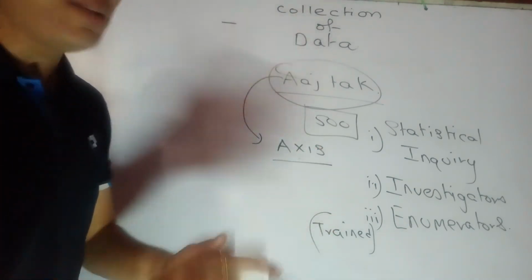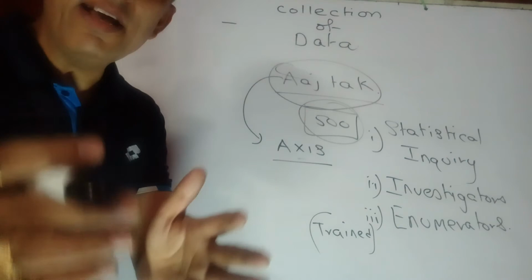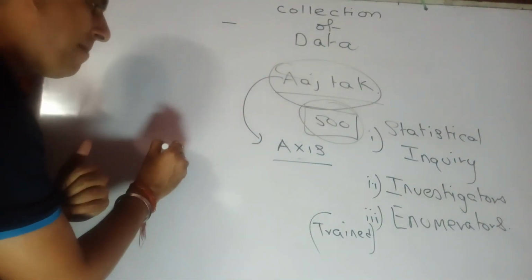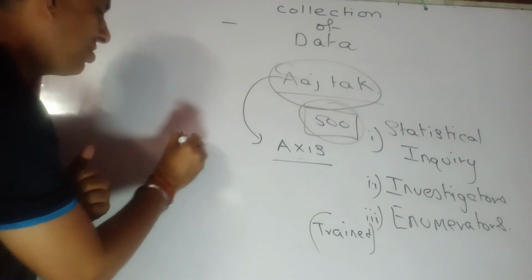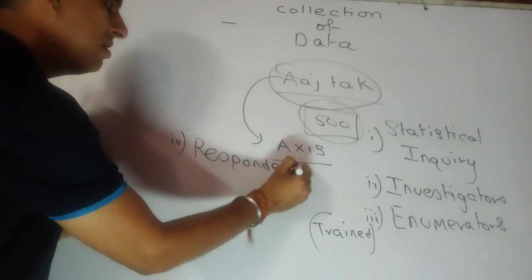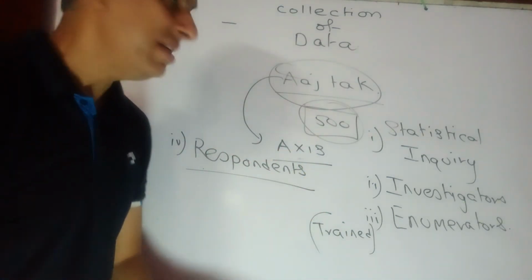And the last but not the least is the group of these 500 people who voted and put forward their views to the Access group. These people are referred to as respondents. I hope all of you understood it.